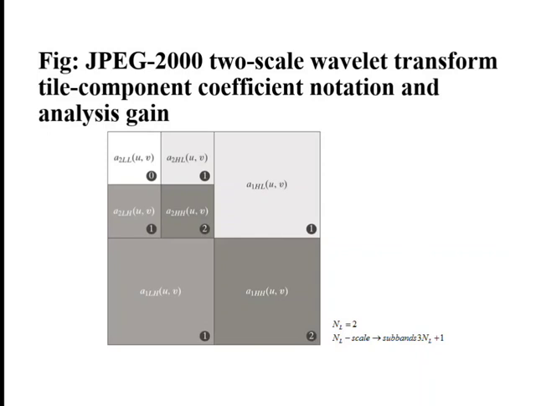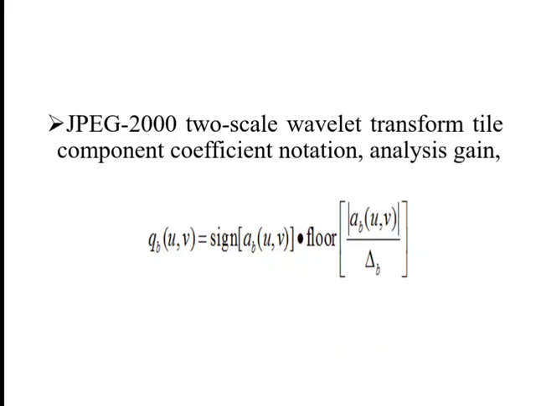The quantization step size delta_b is given by 2 raised to R_b minus epsilon_b, times 1 plus mu_b divided by 2 raised to 11, where R_b is the nominal dynamic range of subband b, and epsilon_b and mu_b are the number of bits allocated to the exponent and the mantissa of the subband's coefficients. The nominal dynamic range of subband b is the sum of the number of bits used to represent the original image and the analysis gain bits for subband b. Subband analysis gain bits follow the simple pattern shown in the figure. For example, there are 2 analysis gain bits for subband b equal to 1 HH.